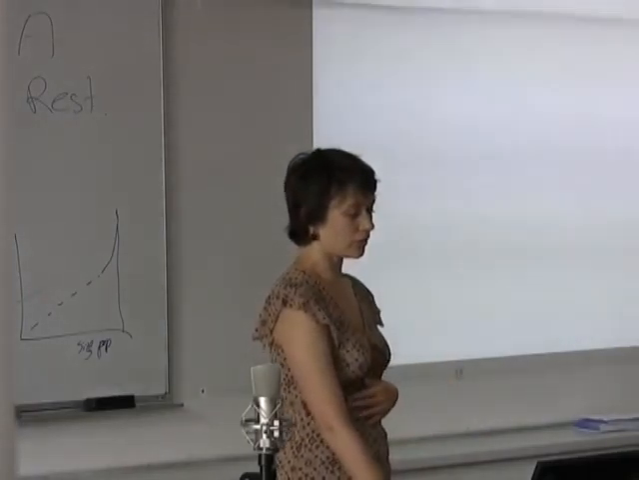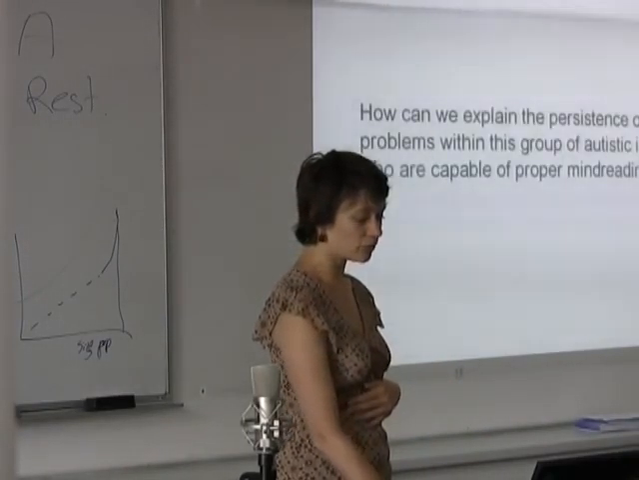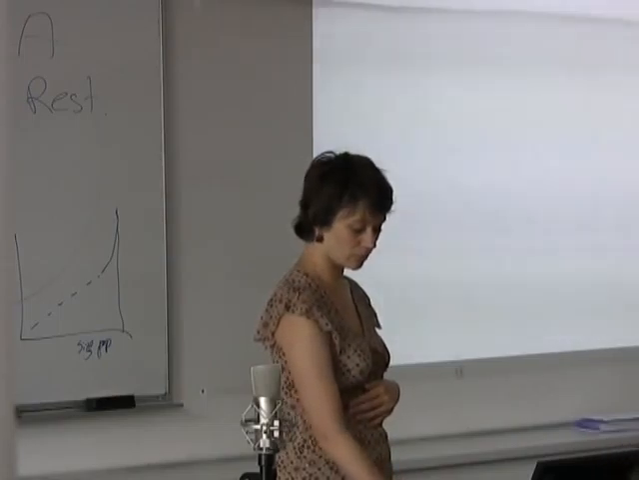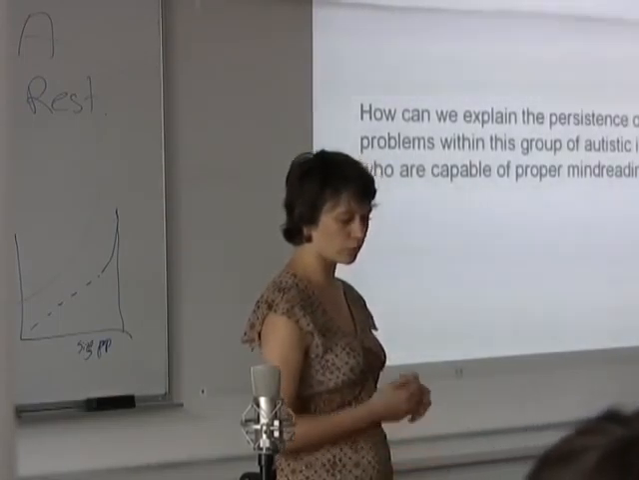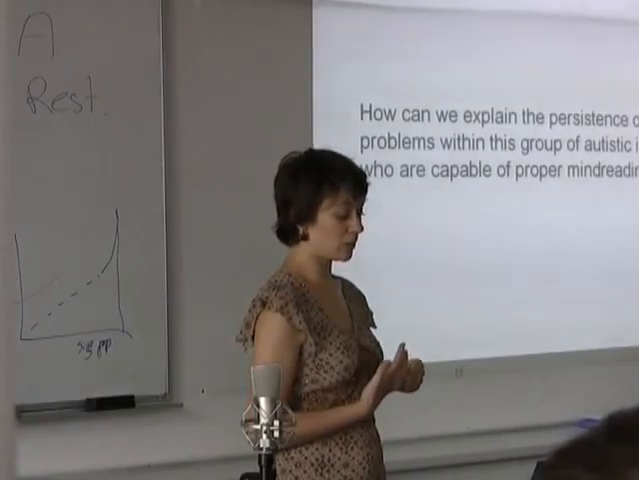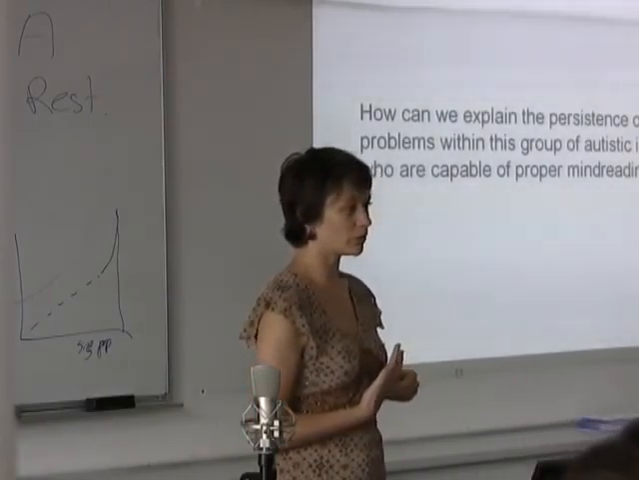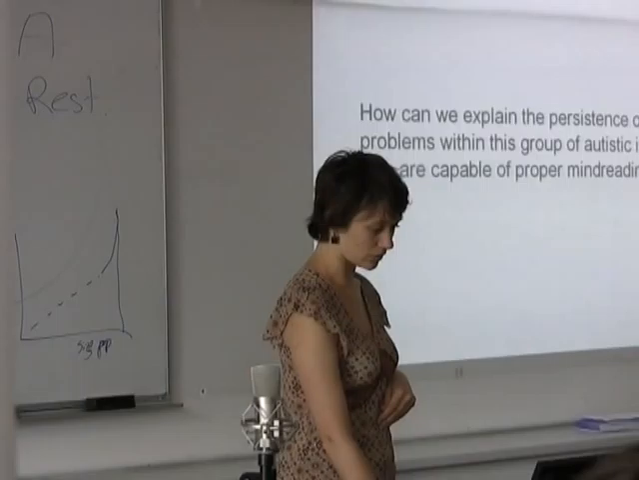So this raises an issue, and the issue is the following. How can we explain the persistence of the social problems within this group of autistic people who are capable of proper mind reading? That's the question I'm going to try to answer.